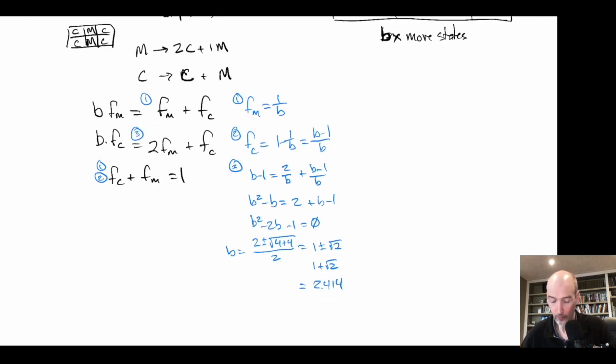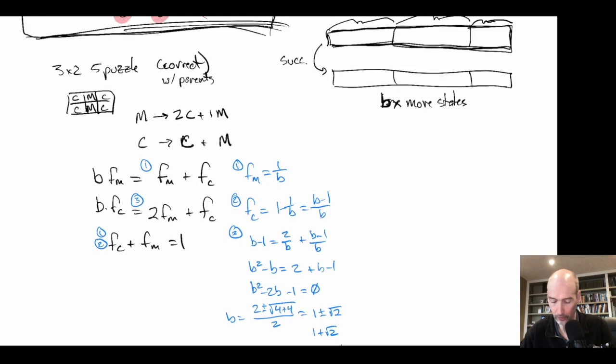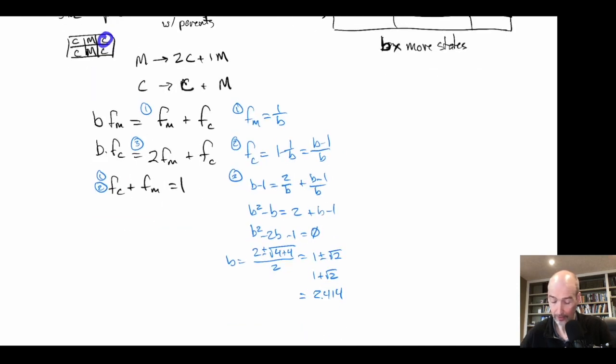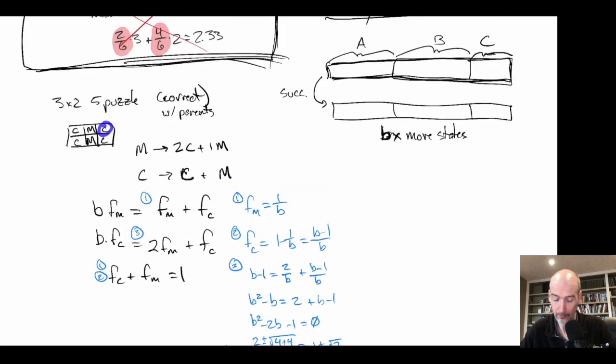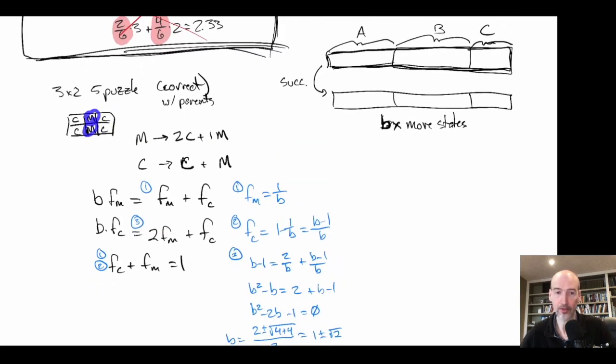And what does that tell you? Well, in the middle state, the branching factor is higher than in the corner states. And so what we're seeing here is we must be spending more time in middle states than in corner states.